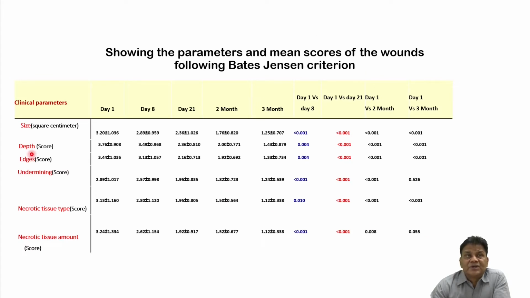And then if you just see the size and depth, the edge undermining, necrotic tissue type, necrotic tissue amount. So everything, day 1 versus day 21, you can see it was significantly reduced. And if you compare day 1 to 3 months, 90 days, again you can find the significant difference, excepting this undermining. It was already covered, so there was not much difference in this, the undermining of the wound.